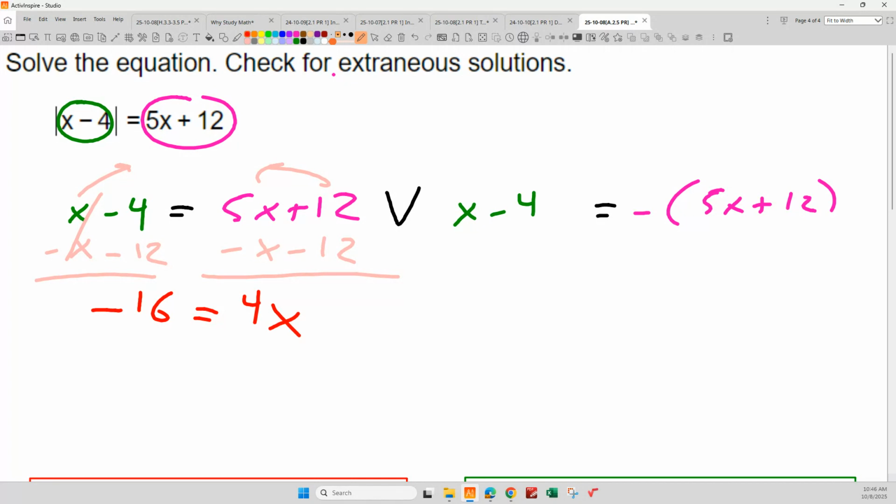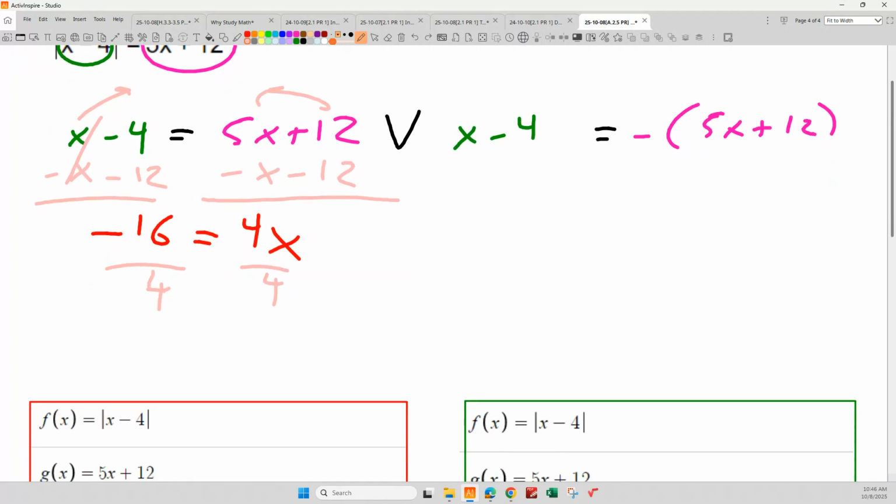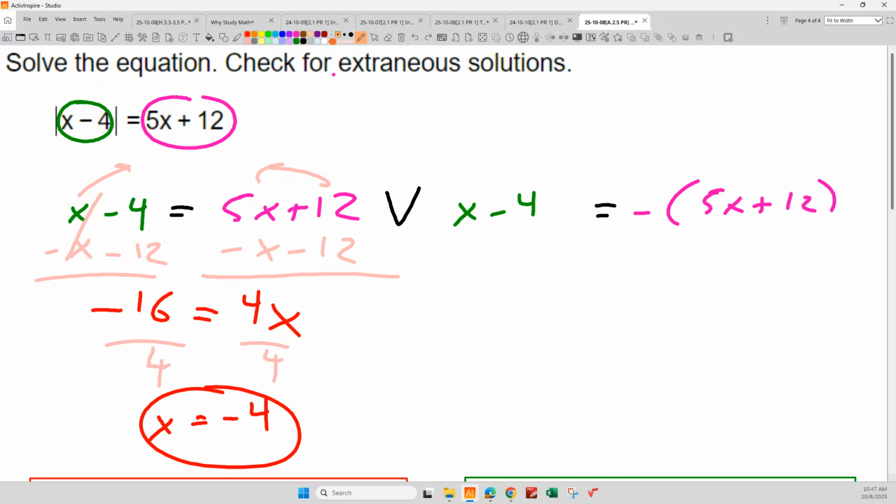So what's my solution then? What am I going to do next? Divide by 4. And so I get the answer x equals negative 4, right? There's one possible solution that we'll have to check. How about this one? What would I do?